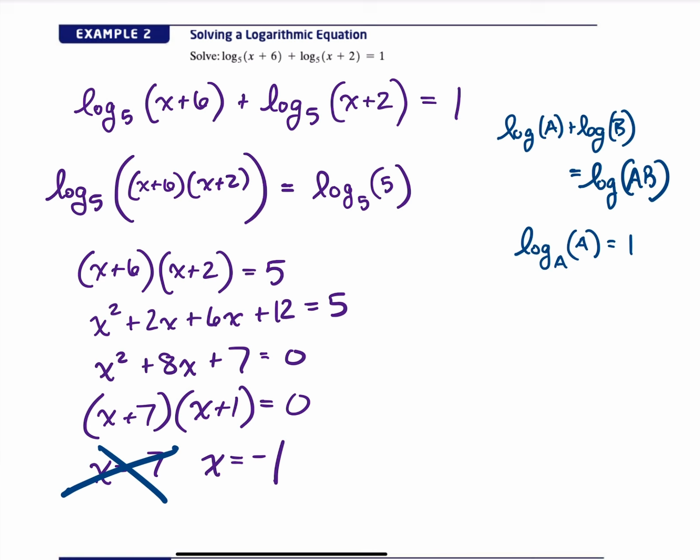What about negative 1? If we plug it in here, negative 1 plus 6 is positive 5, so that's okay. If we plug it in here, negative 1 plus 2 is 1, so that's okay. So we can take this negative 1 as our only solution. So sometimes we have to throw out some solutions because of the domain of the logarithm. All right, let's look at another example.